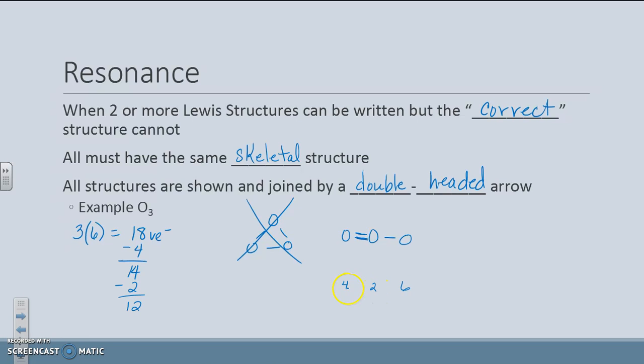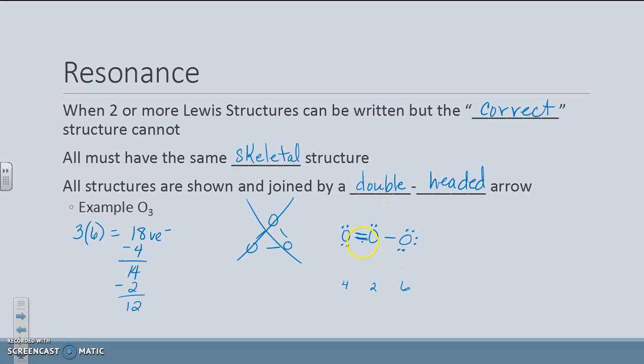So we now have 4 plus 2 is 6, plus 6 is 12. We need 12 to make this compound happy. And look, we have 12 in our bank account. So we're going to come in and we're going to draw 1, 2, 3, 4, 5, 6, 7, 8, 9, 10, 11, 12. Now, ozone is happy.